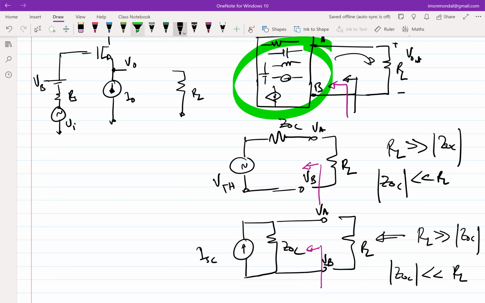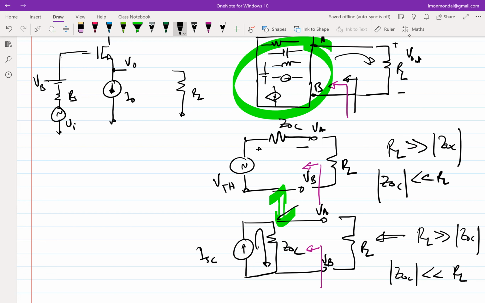So are these two cases identical? They're identical, right? So the condition shouldn't change. In the Thevenized equivalent, what we are trying to ensure is that all of VTH appears across RL, or in other words, there is no significant drop across the Thevenin impedance. In case of the Norton's equivalent, all we are trying to ensure is that there is no current division that happens at this node. All the current flows into ZOC. So it is basically pointing to the same thing from two different perspectives.